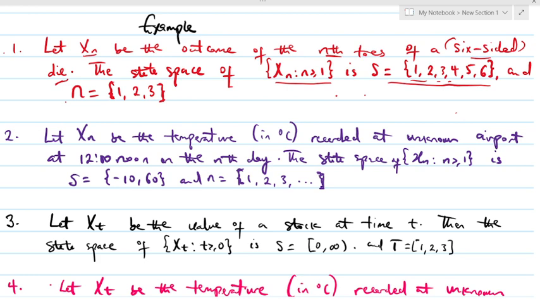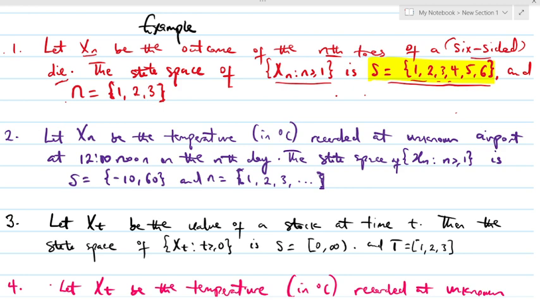We say let Xn be the outcomes of the nth toss of a 6-sided die. So the state space, very important, take note of this, is the possible outcome of that experiment, the possible outcome of our random variable experiment. So it is 1, 2, 3, 4, 5, 6. So take note of this state space.